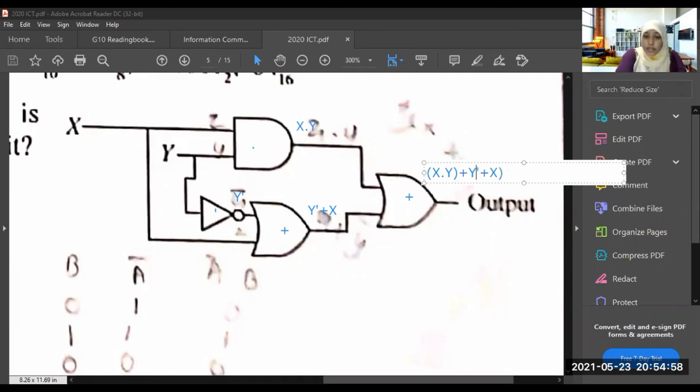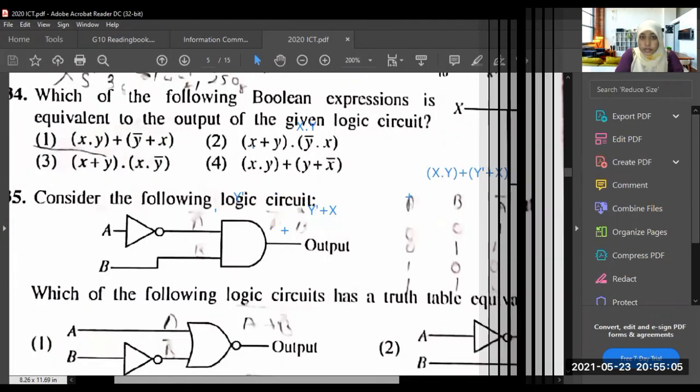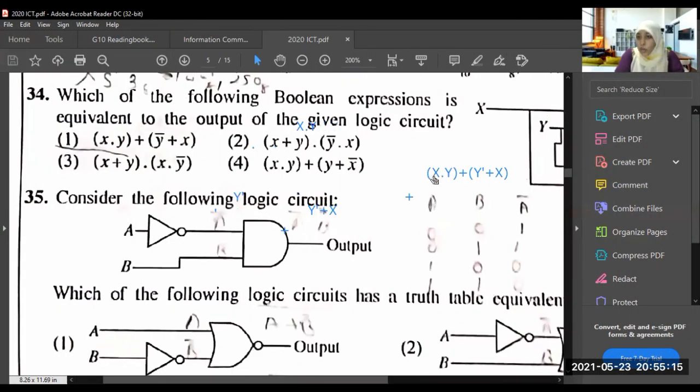So here they are asking you the expression, right? So how to get the expression? The output is X and Y. Where is X and Y? Here X and Y, this is also X and Y. But here OR Y bar, OR X. So this is the answer.